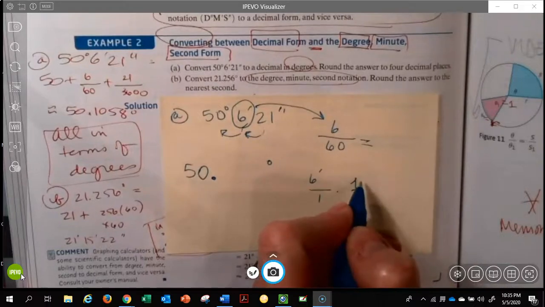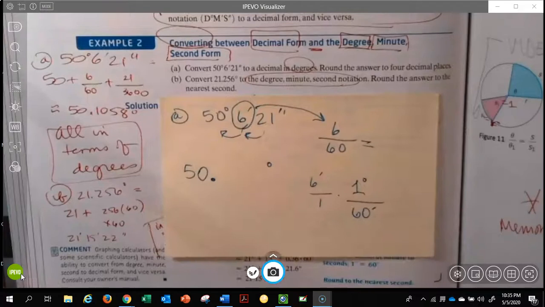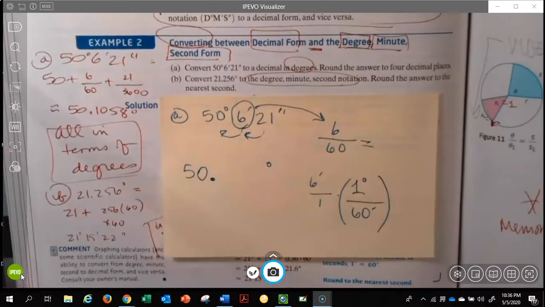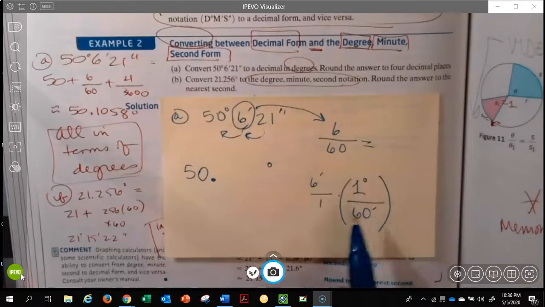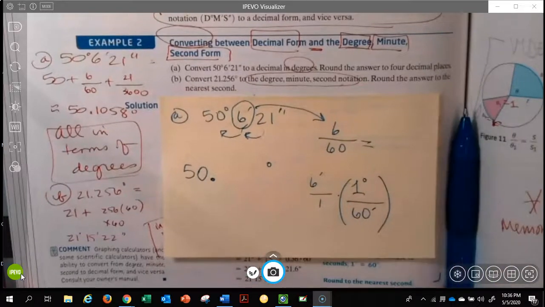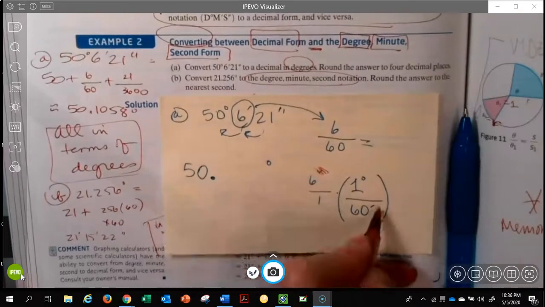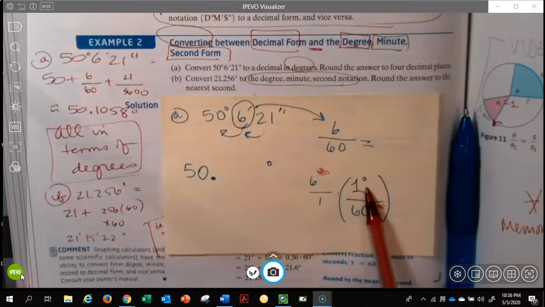For every 1 degree, I have 60 minutes. And so this is just worth the value of 1. 1 degree is the same thing as 60 minutes, just like 1 hour is worth 60 minutes. This way, dimensional analysis means you've set it up so that whatever unit is in the numerator can kill a unit in the denominator, and you just end up with degrees.